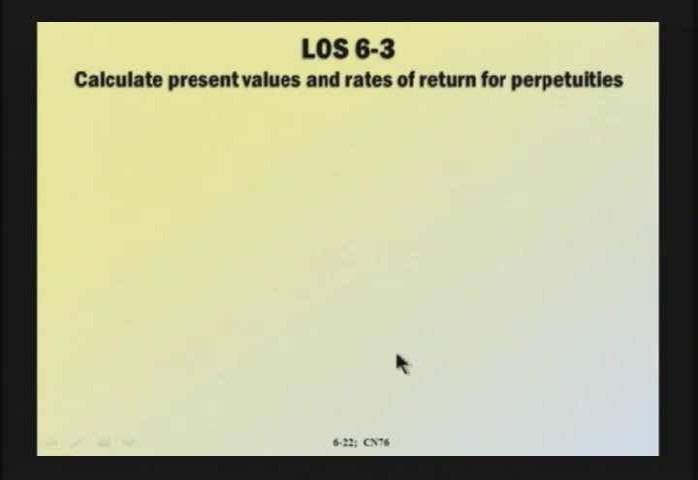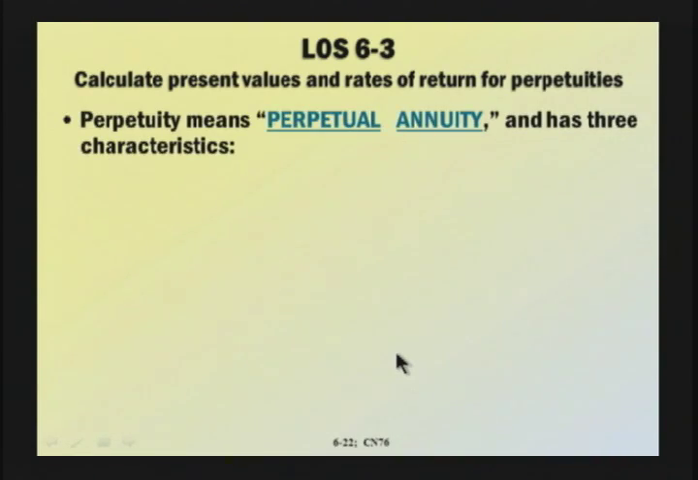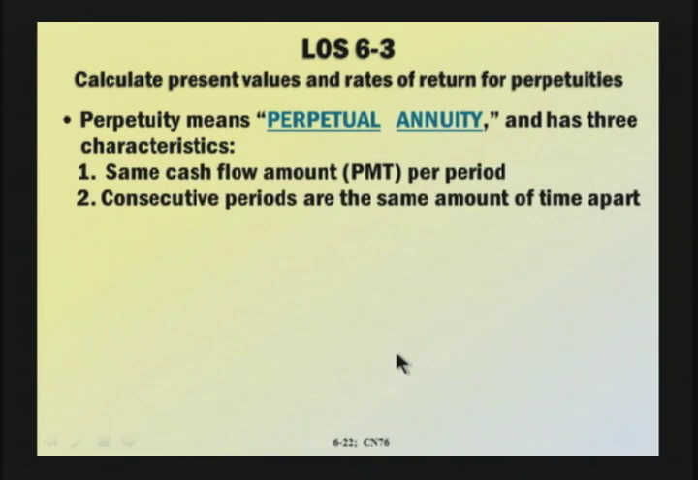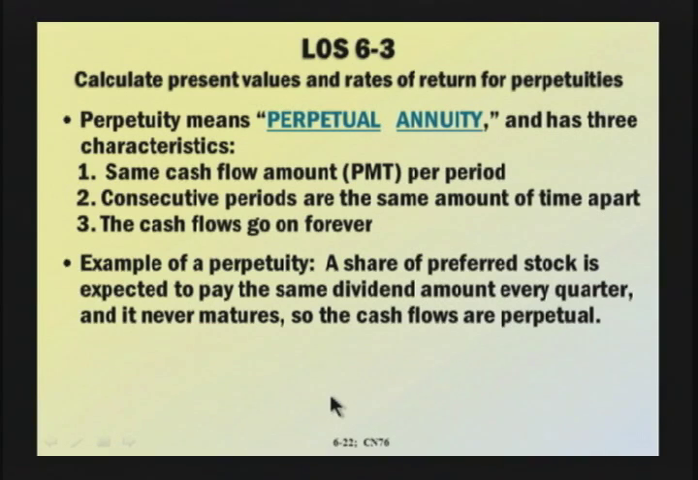Now, let's talk about perpetuities. A perpetuity is a perpetual annuity. An annuity had 3 things. A perpetuity has 3 things. The only difference is, with the perpetuity, the cash flows go on forever. Similar to an annuity, there's the same amount of cash flow, and it occurs the same time period apart. But an annuity had a finite or fixed number of periods. The perpetuity goes on forever. There's no end to the cash flows or the payments made under a perpetuity.